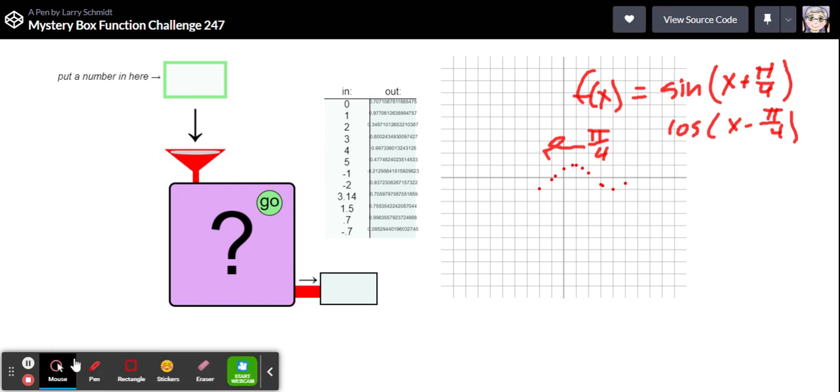And I think I'm just going to check. I wonder if they have both here or just one. Okay, so they have sine of x plus pi over 4. This would be correct too. Either one of those would be just fine.